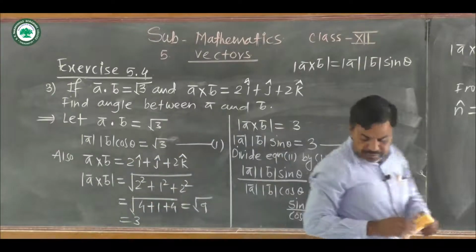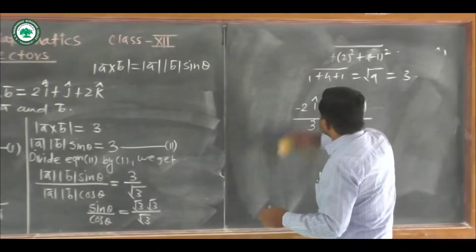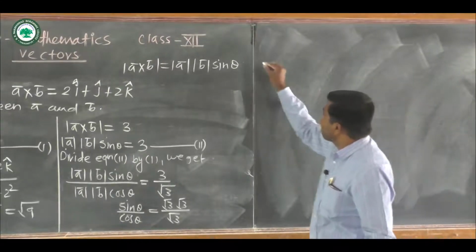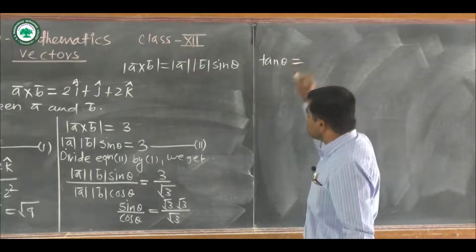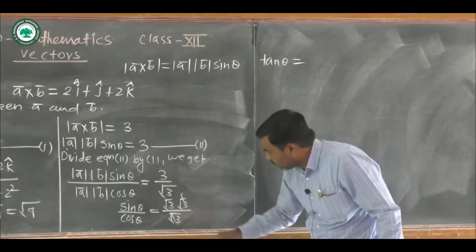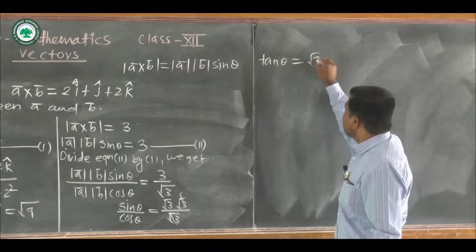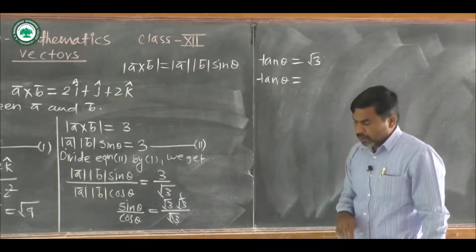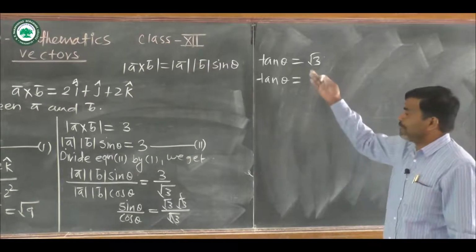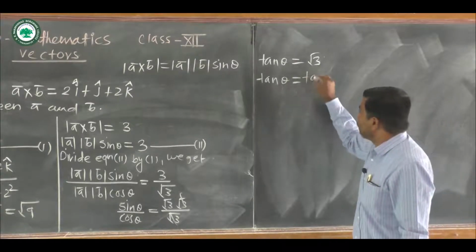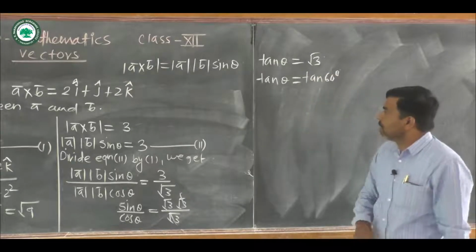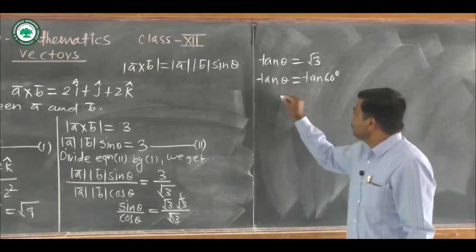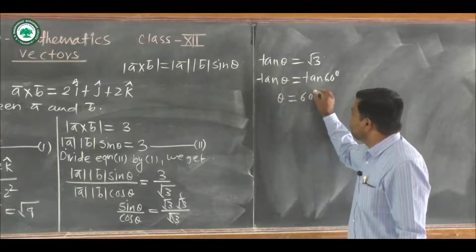The remaining term is sine theta upon cos theta, which is tan theta, equal to root 3. The root 3 gets cancelled, it is only root 3, and we know that tan of 60 degree is root 3, or tan of pi by 3 is root 3. So tan of theta is equal to tan of 60 degree. It means that theta is equal to 60 degree.